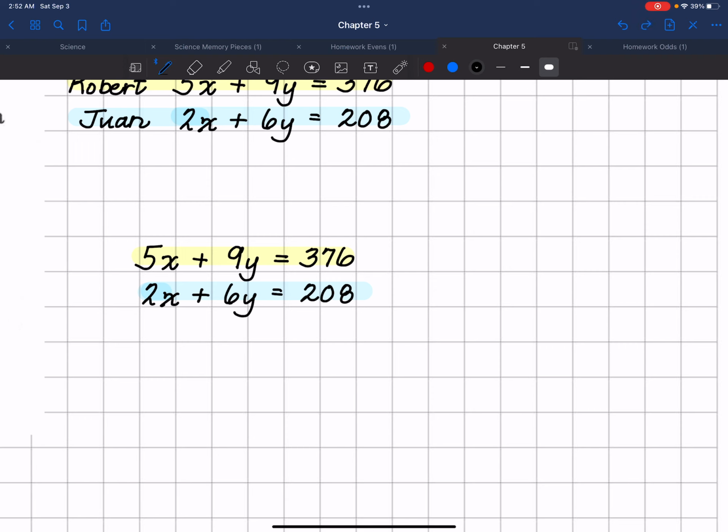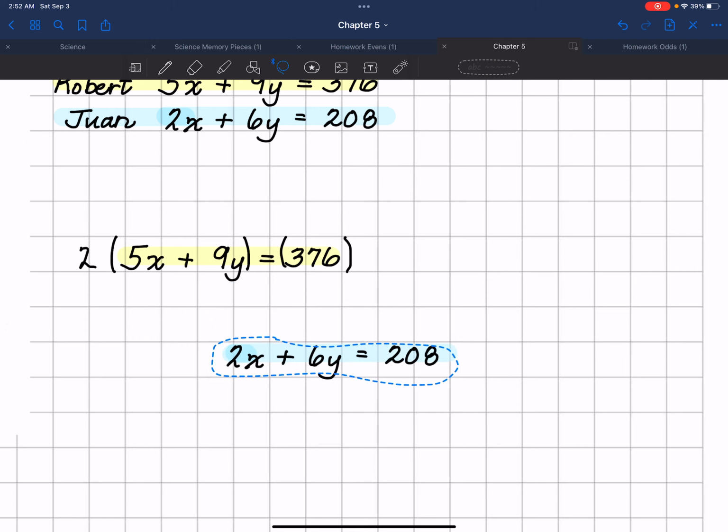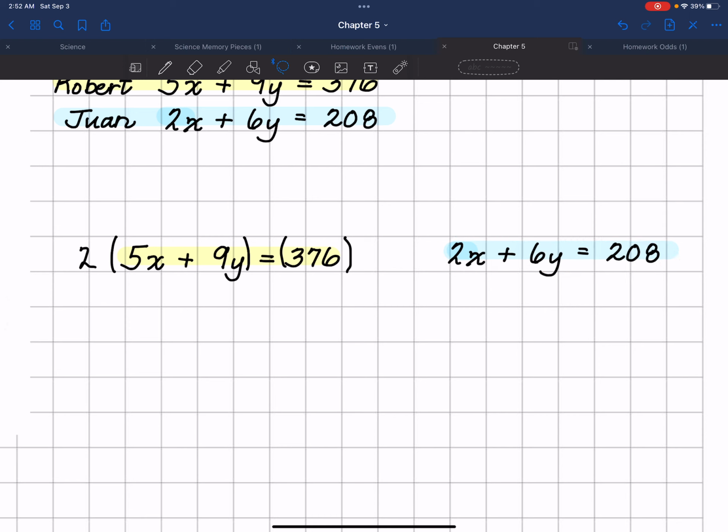But on this one, I'm going to multiply both sides by 2. So I will have, let me just take this out and move it over here. So I will have 2 times 5, that's 10x, plus 2 times 9 is 18y. And then, don't forget you have to do it to both sides. So 376 times 2 is 752.